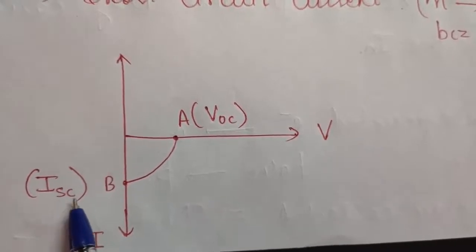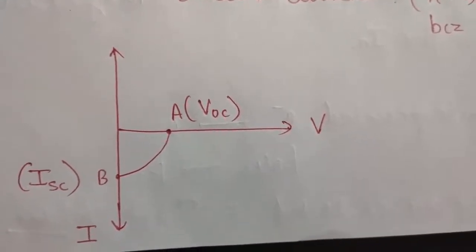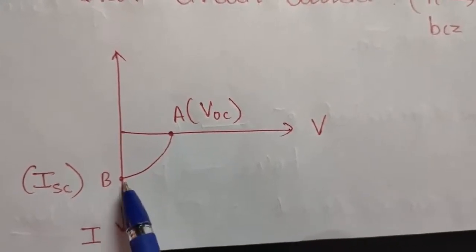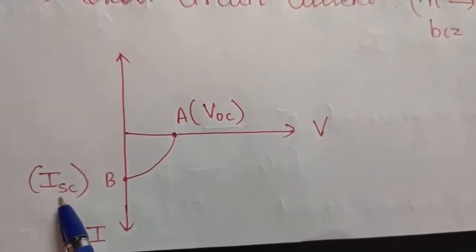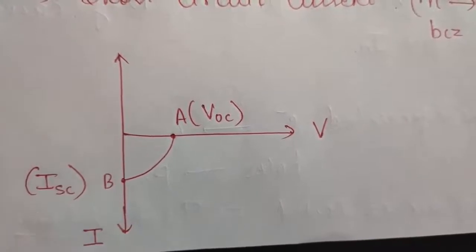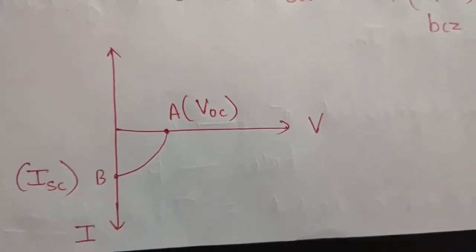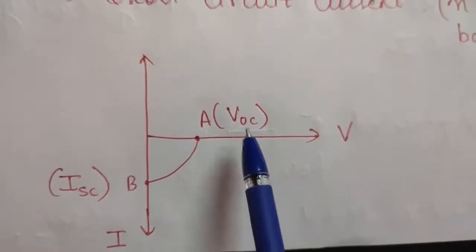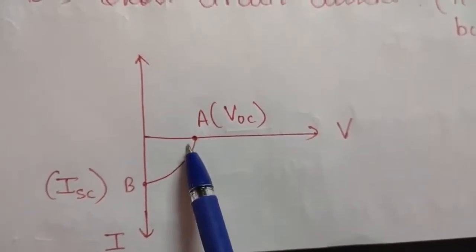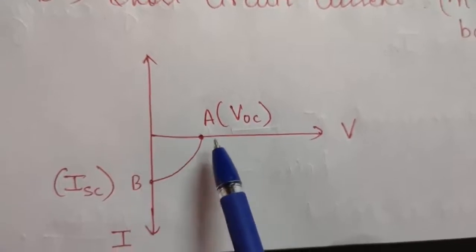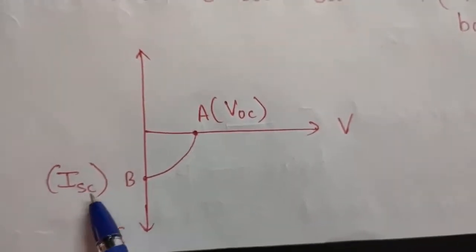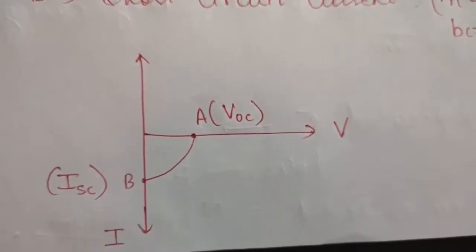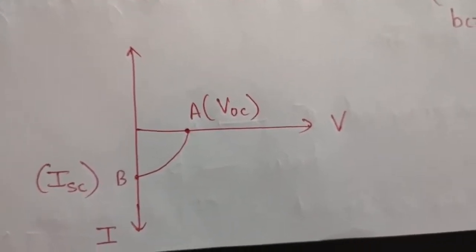So you can say short circuit and open circuit are just opposite to each other. At this point your current is 0, and at this point we have 0 voltage but a short circuit current flowing in the cell. So if you want to define them, you can easily say open circuit voltage is the voltage across the solar cell when the current flowing through it is 0, and short circuit current is the current through the solar cell when the voltage across it is 0. Okay, so this is the VI graph.